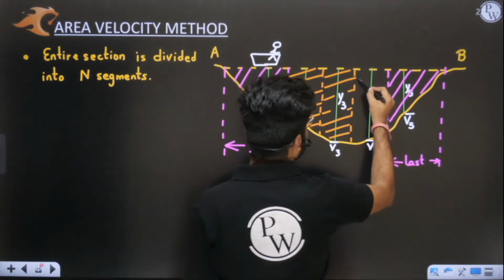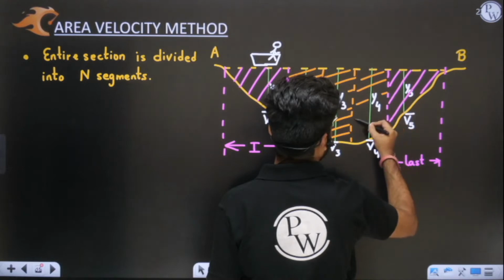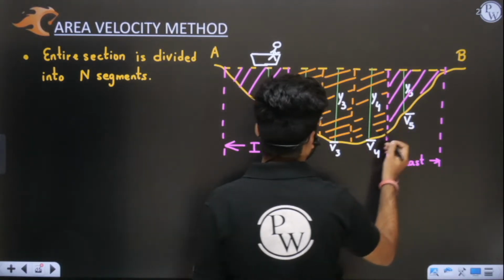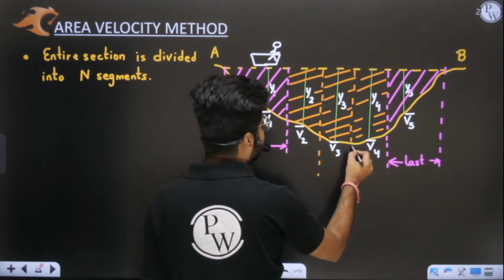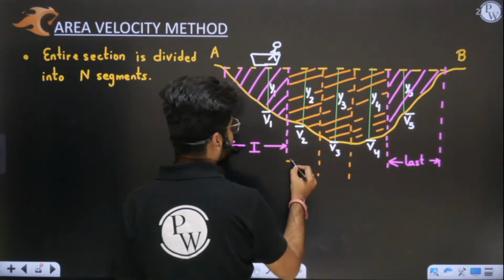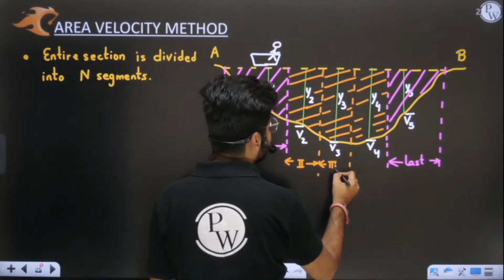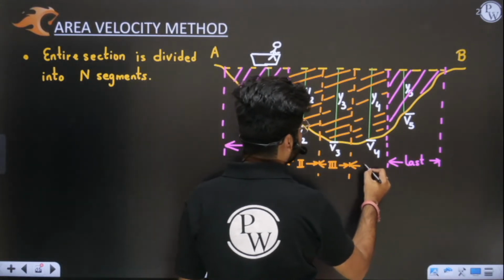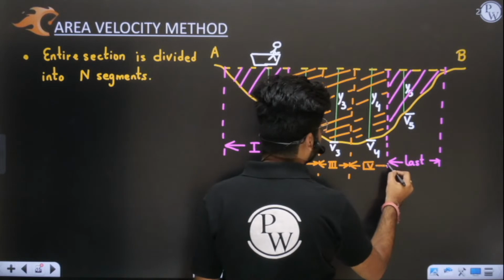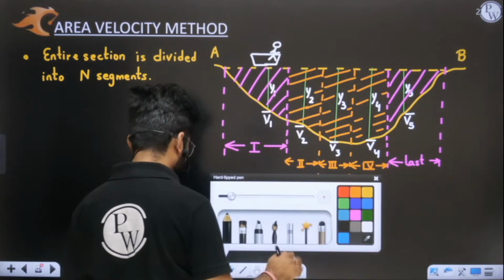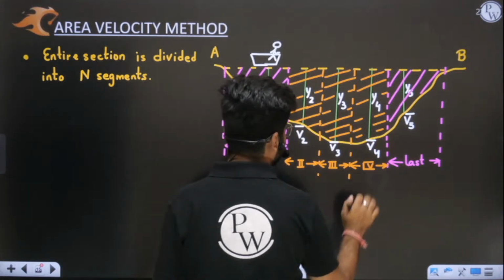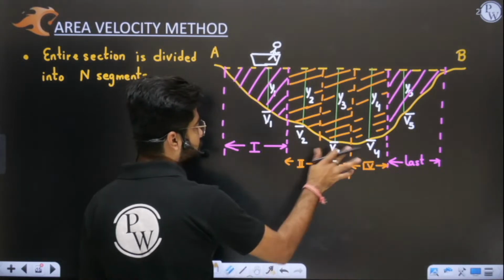Okay, these are my intermediate sections. Overall I can see here this is my second segment, this is my third segment according to your explanation, and this is my fourth segment. So overall, we have two corner segments.